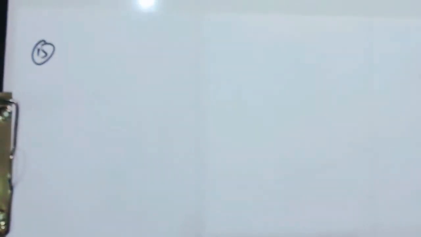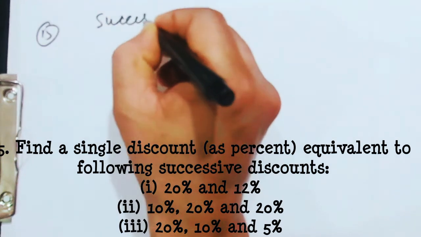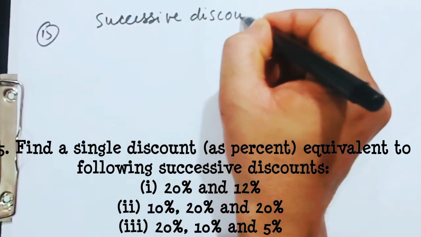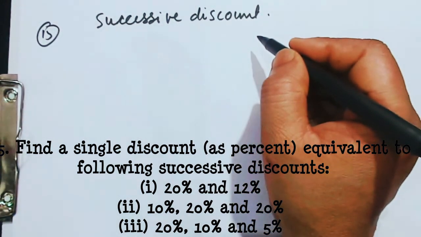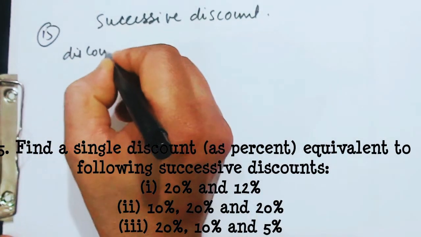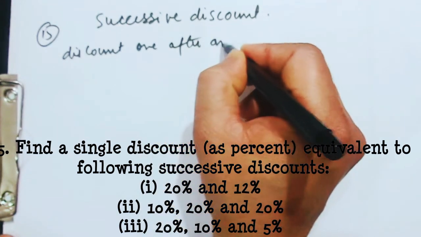Number 15 is very, very important. Now you will ask why 15 is so important. It's all because they are talking about successive discount. It means one discount after another. Simple. One discount, one after another.